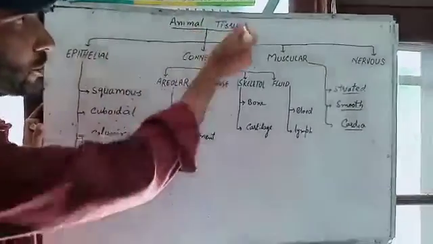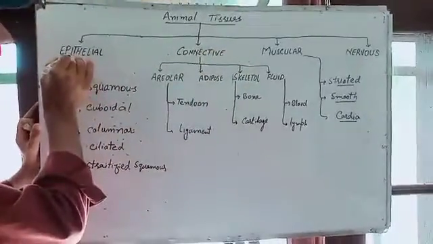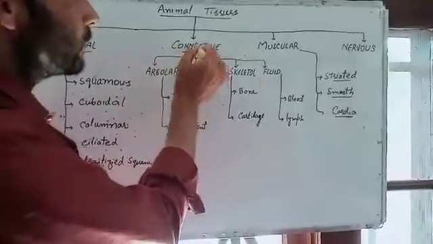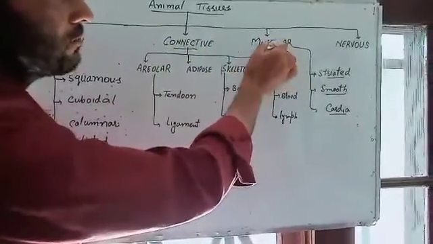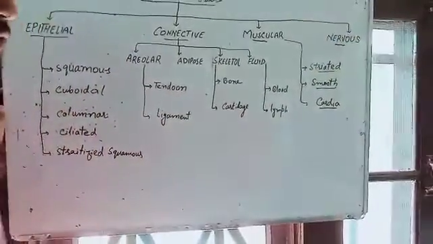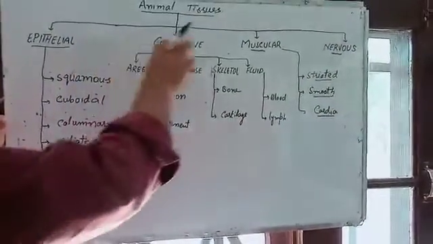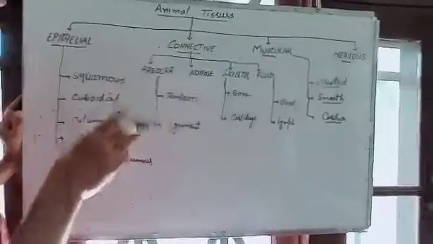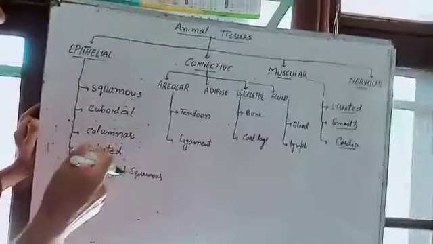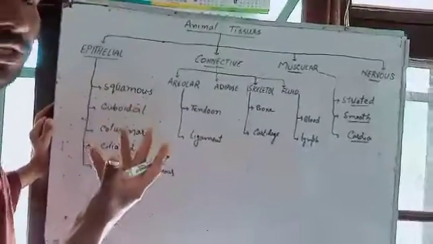Animal tissues are classified into four types. Number one, epithelial tissue. Number two is connective tissue. Number three is muscular tissue. And number four is nervous tissue. These four types of tissues are present in the body of animals. They have different structures and functions.